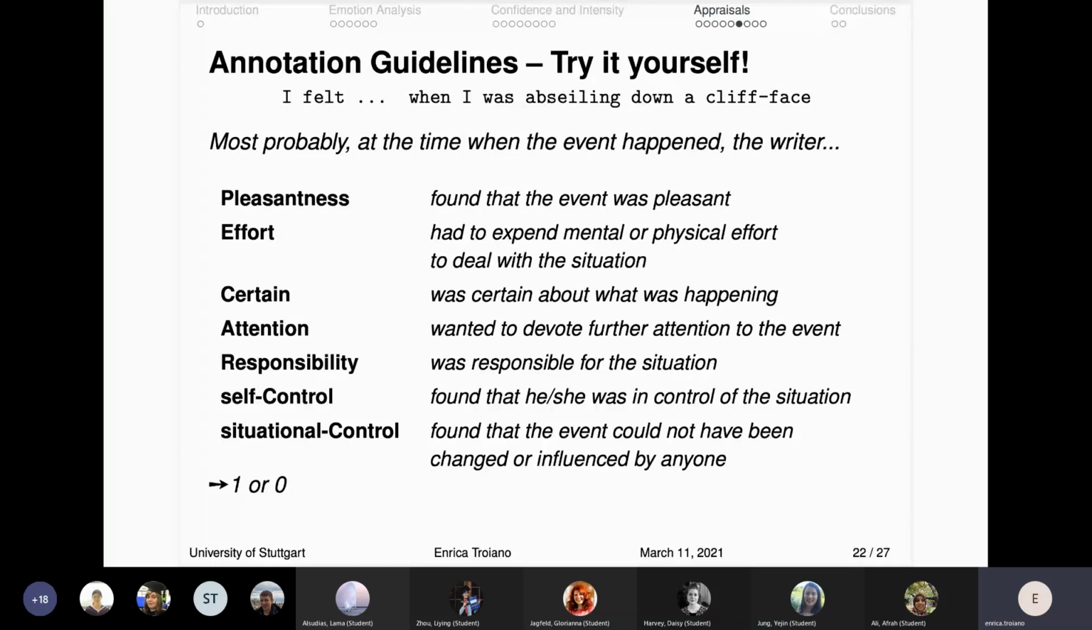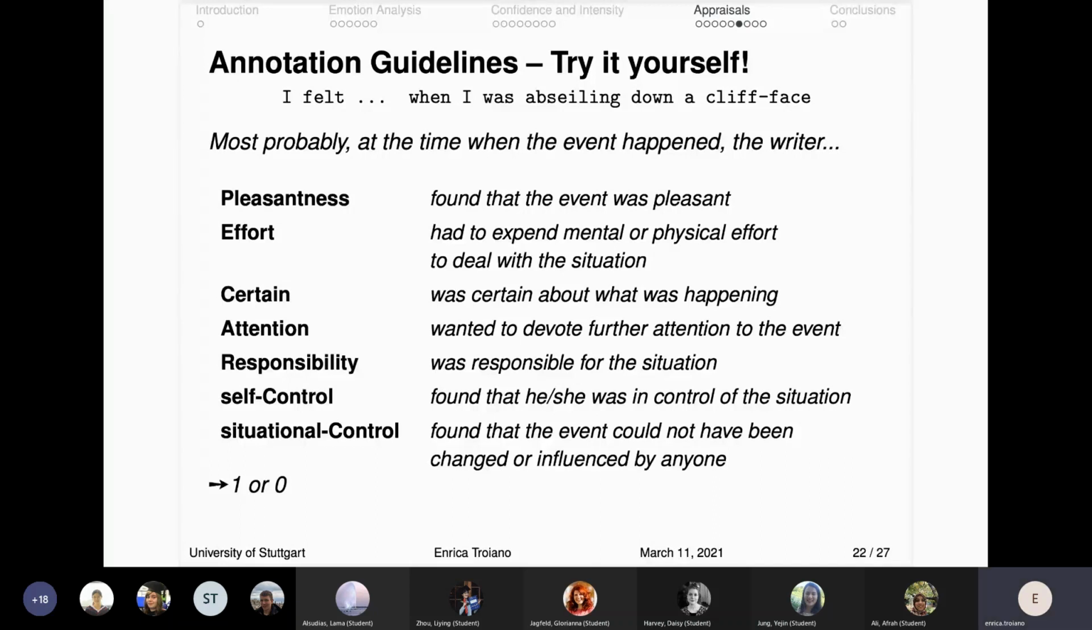I think you can have a better idea of this task if you try and do it yourself. So here is an example sentence that we showed the annotators. I felt ... when I was abseiling down a cliff face. So you can evaluate by yourself whether at the time when the event happened, the writer found that the event was pleasant, had to expend mental or physical effort to deal with the situation, whether the writer was certain about what was happening, whether the writer wanted to devote further attention to the event, whether he or she was responsible for the situation, found to be in control of the situation, or found that the event could not have been changed or influenced by anyone.